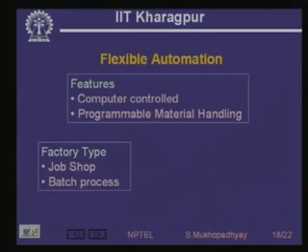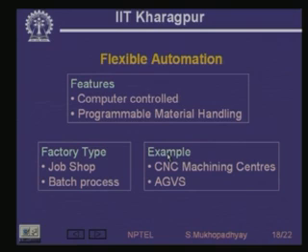Factory types are job shops, where every part requires a different sequence, and also batch processes, where depending on batch size, the sequence of process operations will change. The examples are CNC machining centers and automatic guided vehicles.